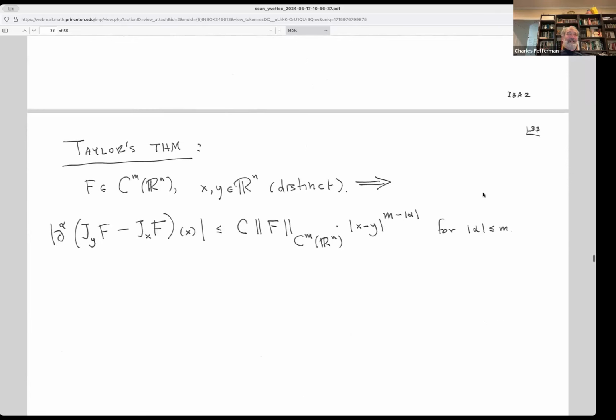In that notation, I would like to state Taylor's theorem. So here it is. We have a C^m function. We have two points x and y. Let's say they're not equal to avoid trivia. And then, of course, if x is close to y, the Taylor polynomial of F at x is very close to the Taylor polynomial of F at y. And here is the estimate that expresses that precisely. And again, it's just Taylor's theorem. Okay, so we'll be using that.